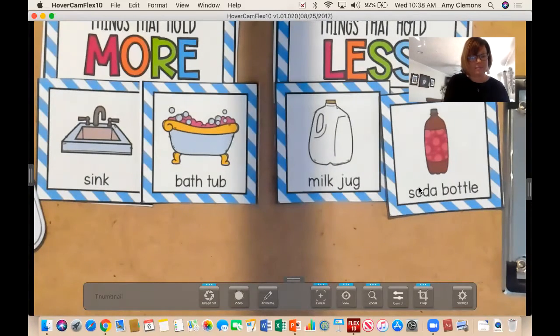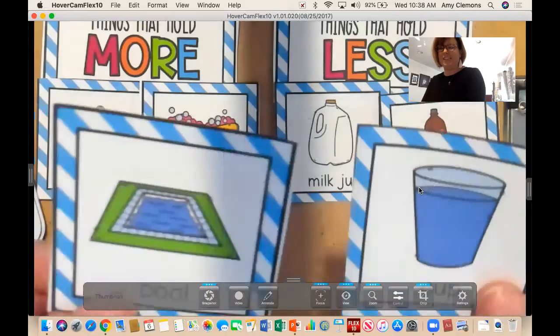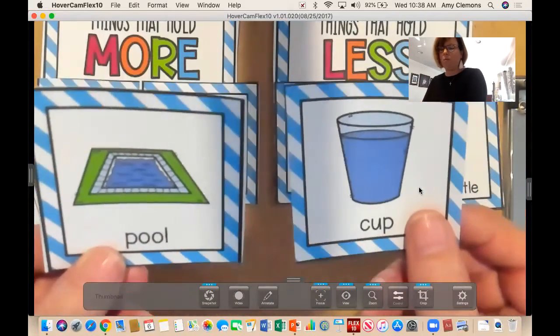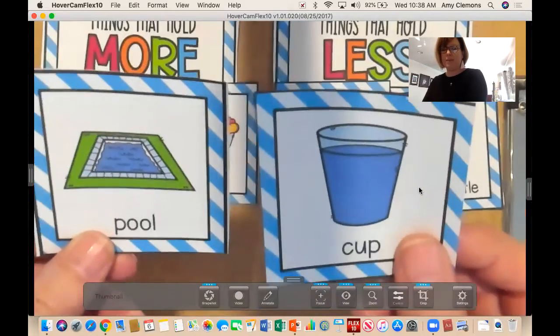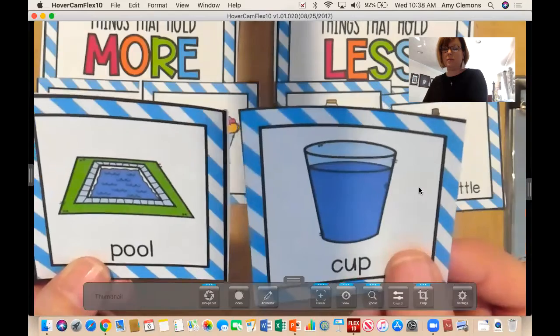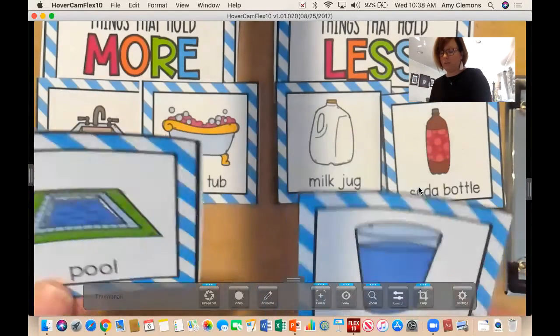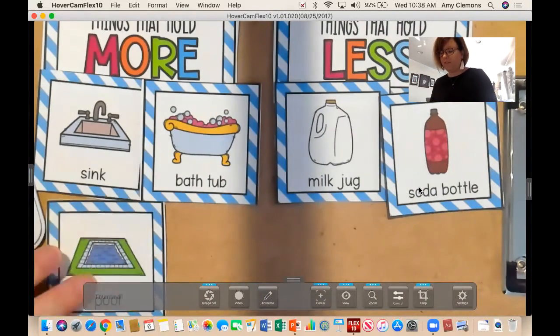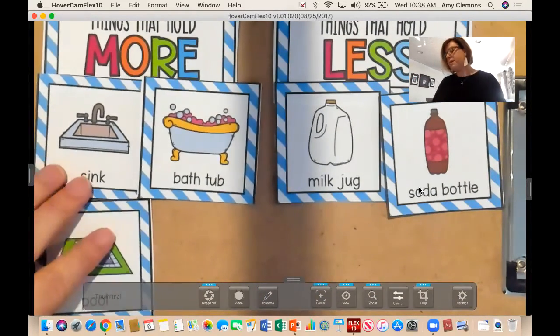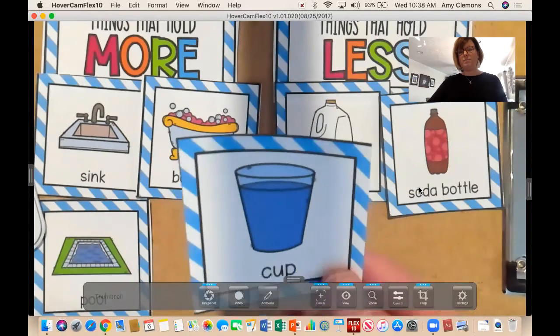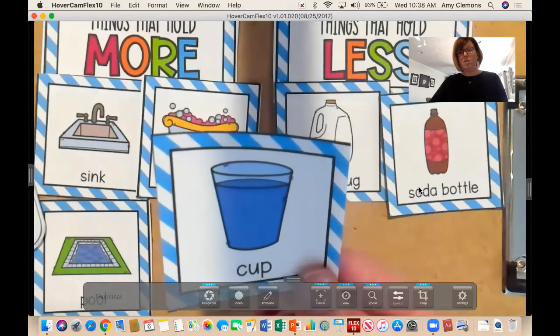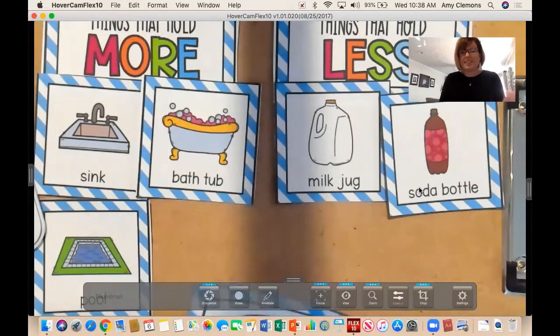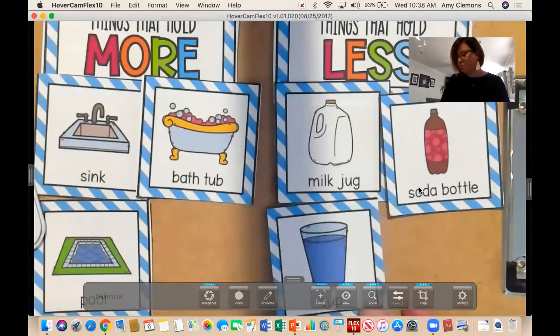All right, now if you were paying attention to when I first started, this was on the first sheet, so this is pretty easy. We have a pool and a cup. Which one holds more? That's right, the pool holds more, right? Definitely has a lot of water in there. And what about this cup of water? Even though it's full, it holds less than that pool, right?